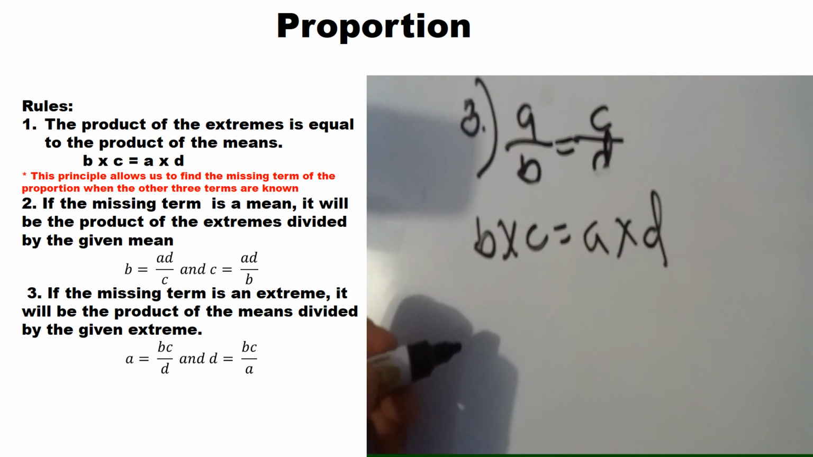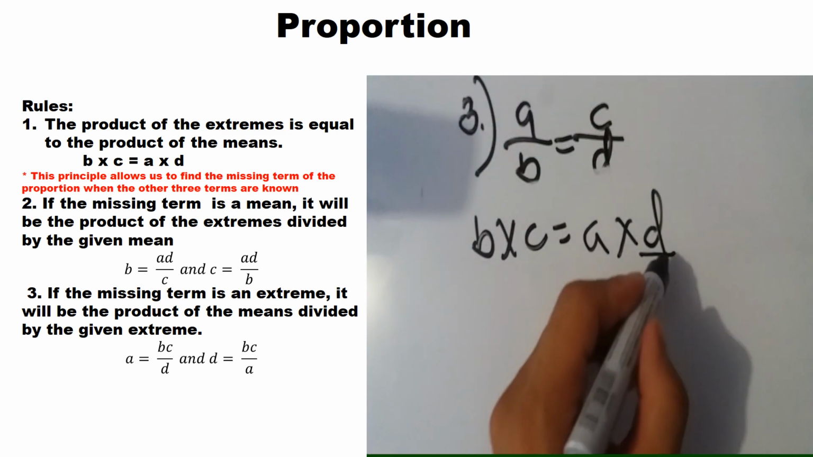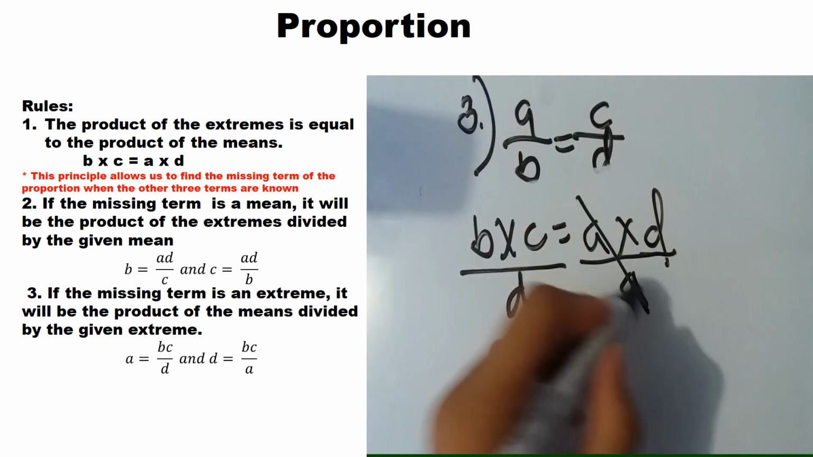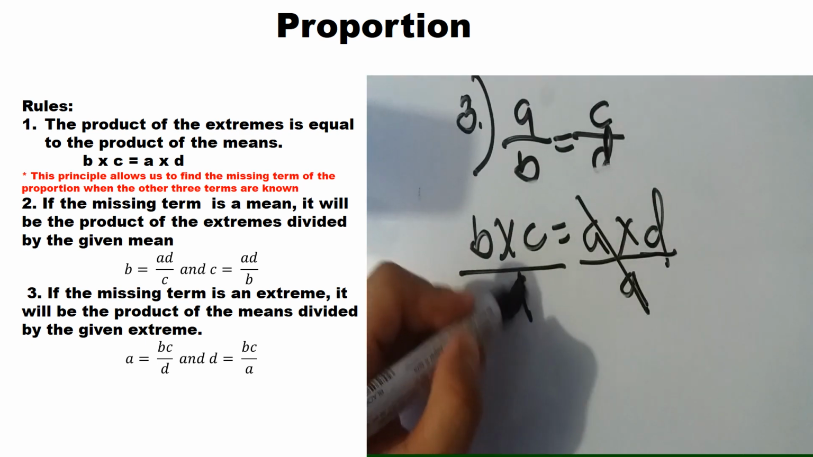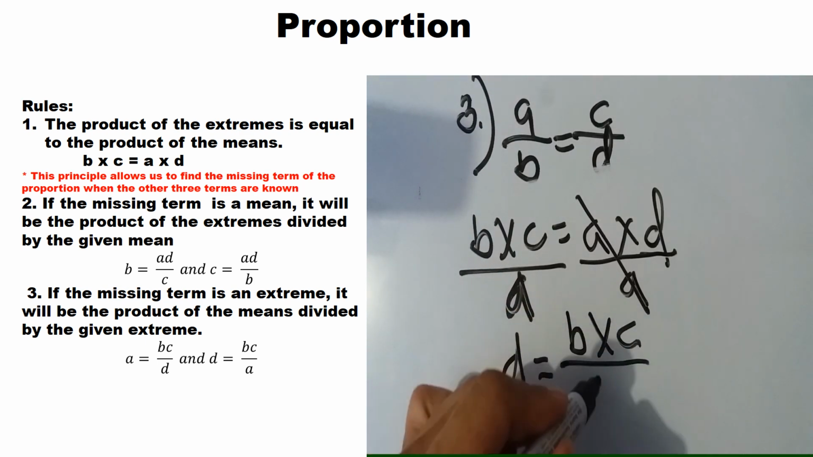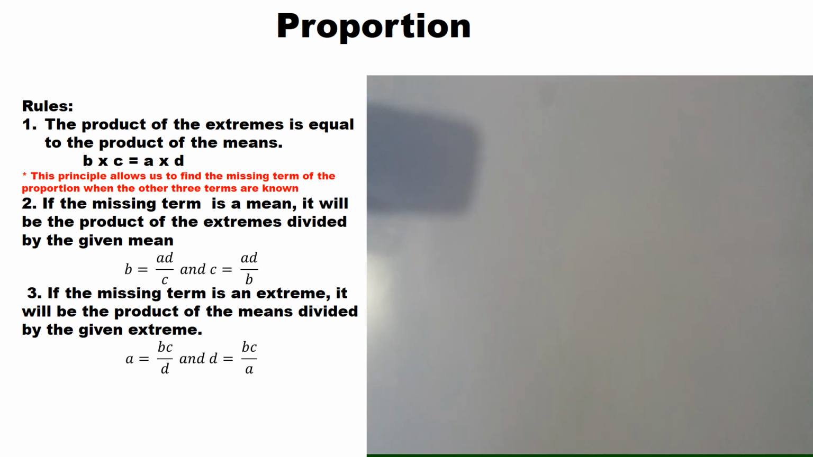What about if the extreme that is missing now is letter D? You have to divide both sides by A and then cancel this. What's left now would be D equals B times C over A. So those are the rules now for proportions.